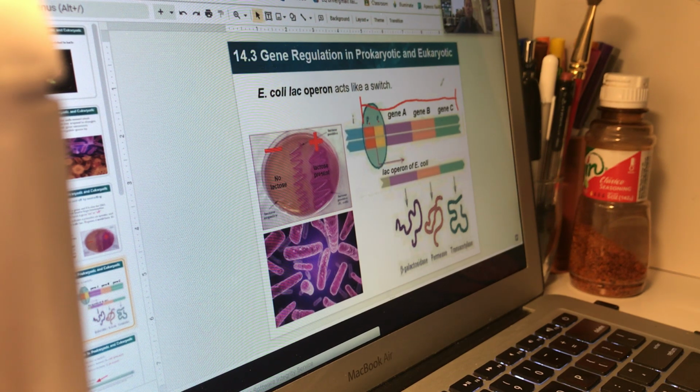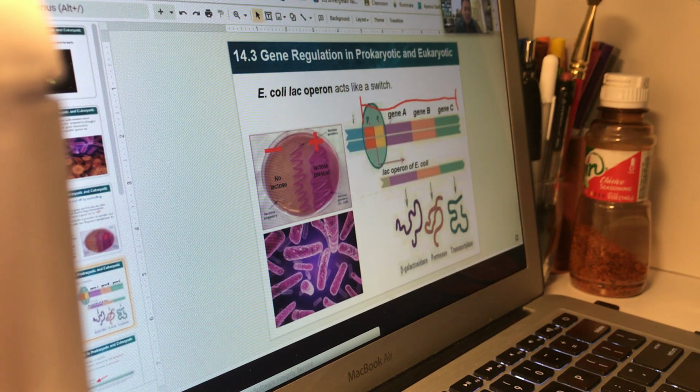Now, why all 3 genes in one operon? It's because all of these 3 genes are related to each other. Their job is the same. They have the same function. That's why they have to be together. In other operons, there's only 1 gene, sometimes 2, sometimes 3, sometimes 4. But usually the multiple-gene operons work together on the same function, okay?